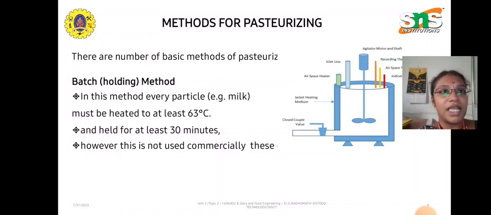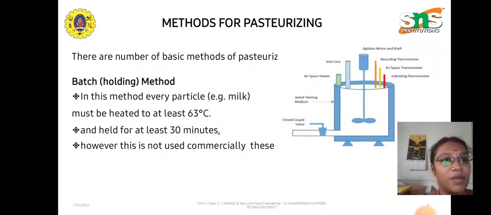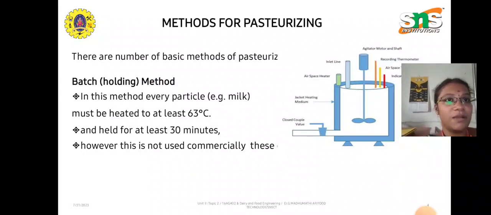Coming to the methods, there are different methods. The first method is the batch or holding method. In this picture you can see the equipment used for the batch method of pasteurization, which has a jacketed wall heated by a medium, and inside the container it holds the milk, and the milk gets pasteurized. In this method every particle must be heated to at least 63 degrees Celsius for 30 minutes. However, it is not much practiced commercially.